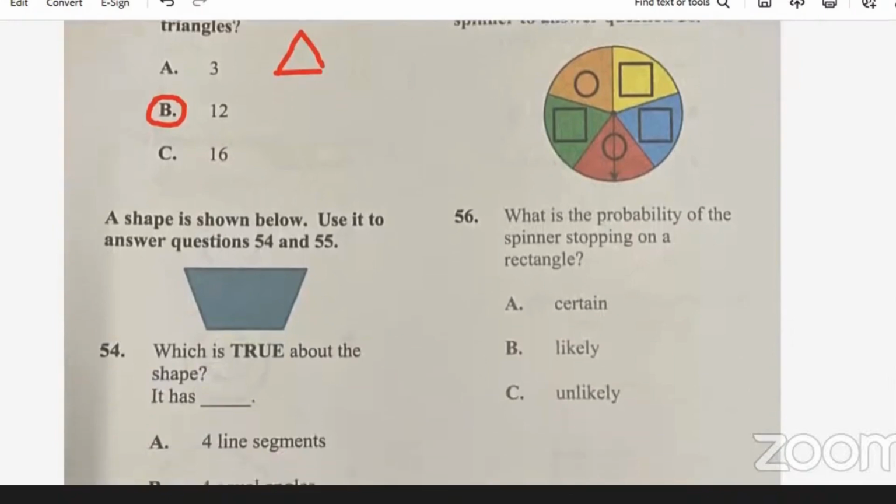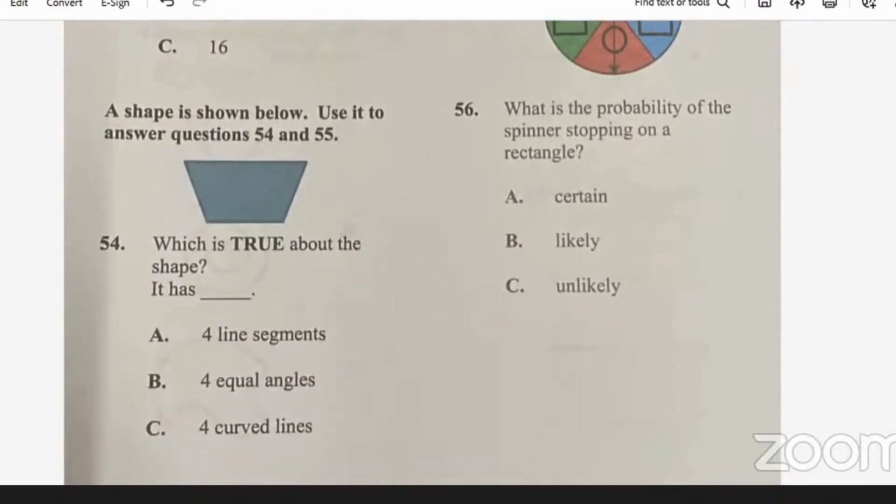So question 54. A shape is shown below. Use it to answer questions 54 and 55. Which is true about the shape? It has 4 line segments, 4 equal angles, or 4 curved lines. Of course, the lines aren't curved and the angles aren't equal. These are the angles right here. They're not equal. So this shape has 4 line segments, and so the answer would be A.